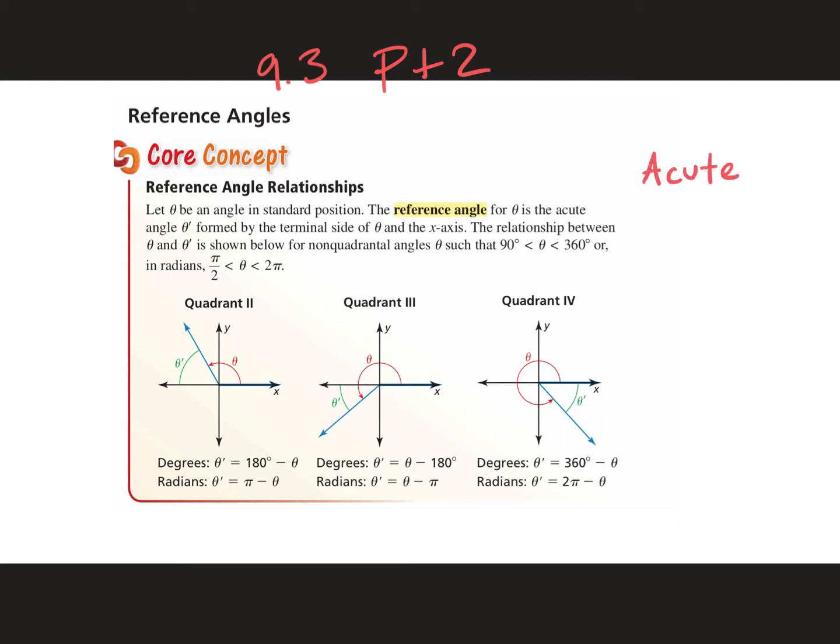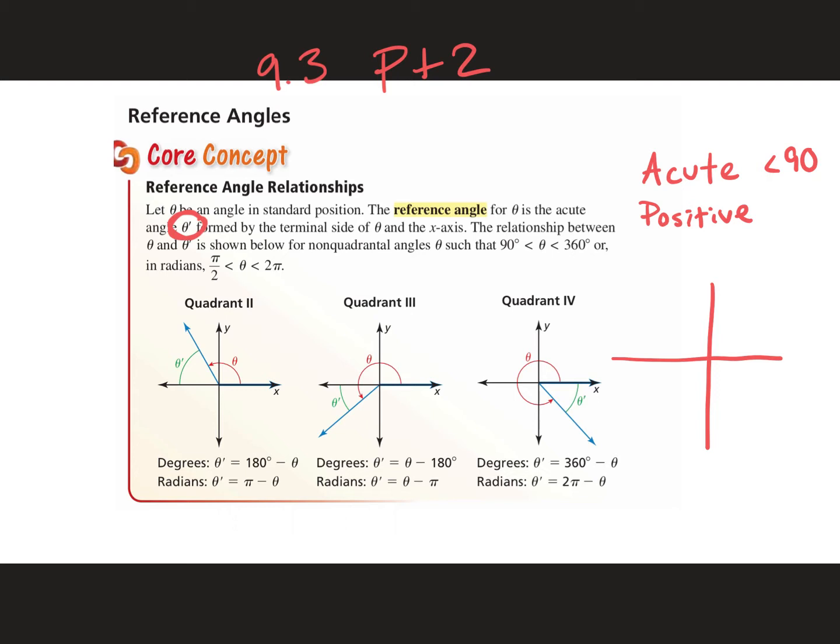Anybody remember what acute means? Less than 90. And it is positive. So the reference angle is always going to be acute and positive. Now to find the reference angle, we call our reference angle this little symbol here. It's like theta with a little dash above it. We call it theta prime. That's just a name for our reference angle.